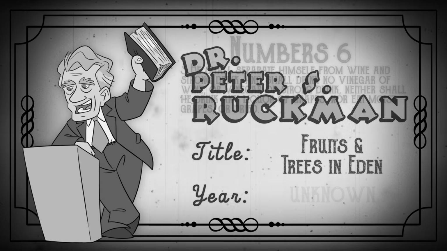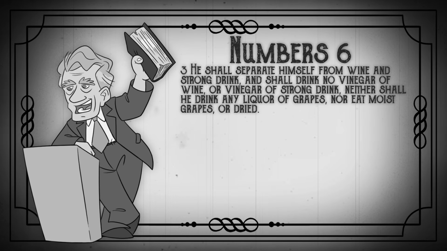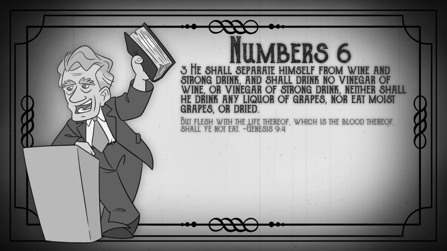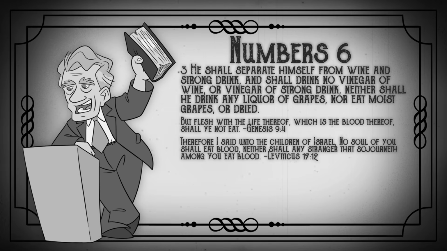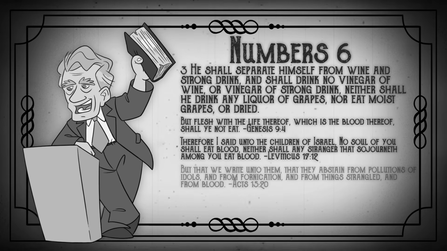Now I get Numbers 6, verse 3. Tell me something, is blood forbidden fruit? Blood is forbidden to take orally in the Old Testament before the law, Genesis 9, in the Old Testament under the law, Leviticus 17, and the New Testament under grace, Acts 15. Therefore, if its type is the vine tree, there's some connection. There's got to be a connection.